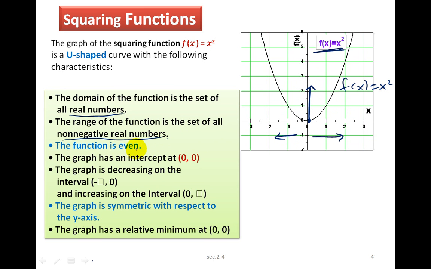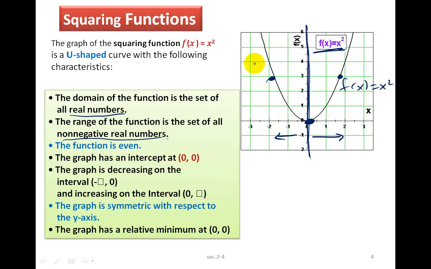The function is even. Why is it even? Because it's reflective with respect to the y-axis. Once a graph is symmetric with respect to the y-axis, that means it's an even function. If you have a point here, you'll find it here. That means it's symmetric within the y-axis. The graph has an intercept of 0, 0. Here you can see it.